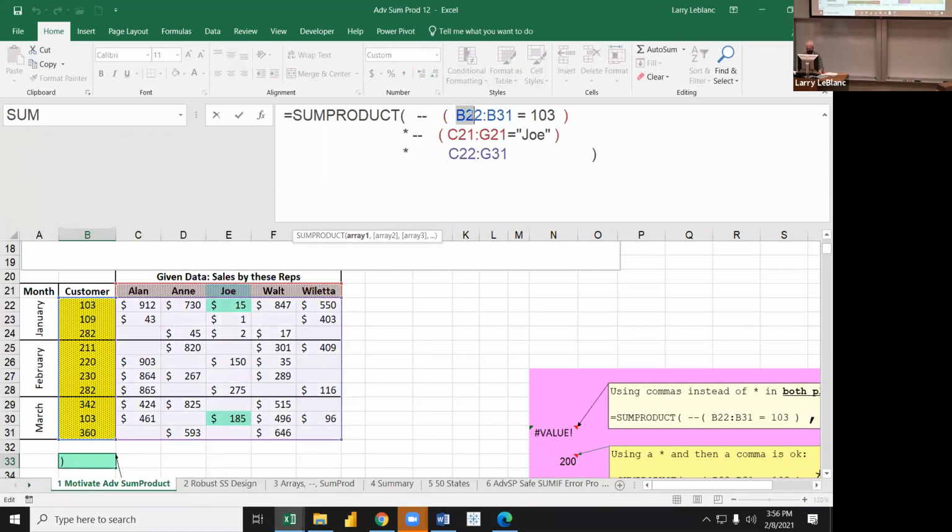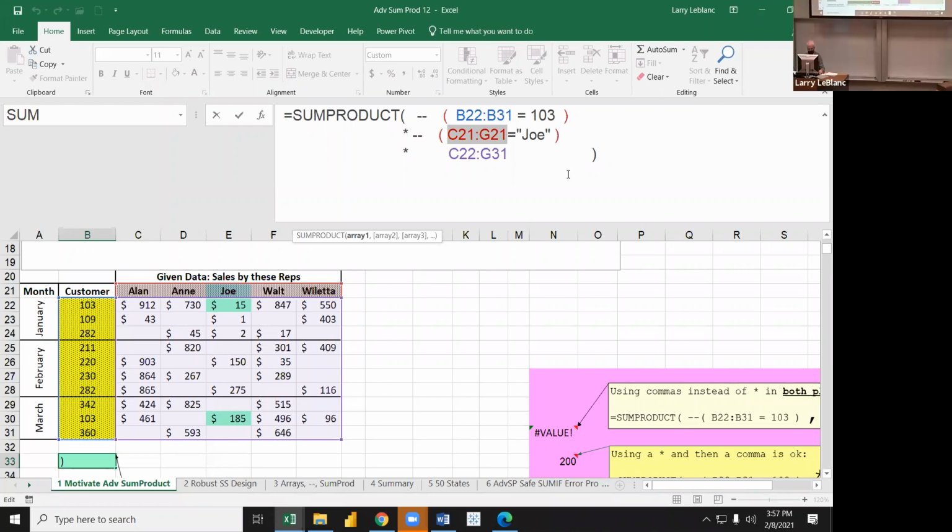Let me do the middle one. C21 to G21 is a bunch of labels. Can you see in the back what I've highlighted remotely? Look at C to G21. It's time to check to see if anybody is still there. Caitlin, you there? I'm here. Can you see what I have highlighted in the formula bar, Caitlin? Yes, I can. What did I highlight? The C21 to G21.